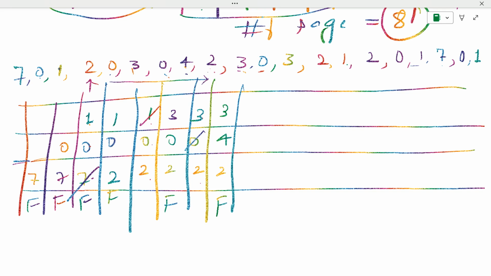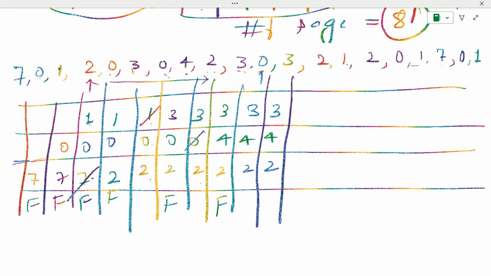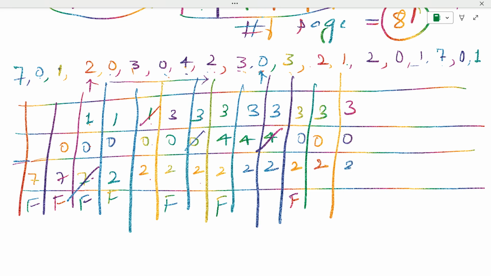Then we have 2, so 2 is already present. Then we have 3, so 3 is already present, right? Then we need 0. So out of 3, 2 and 4, which is not required for a longer time in future, so we'll replace 4 with 0, and 3 and 2. Then we require 3 and 2, so yes, this is a page fault. And for 3, this is not going to be a page fault. For 2, this is not going to be a page fault.